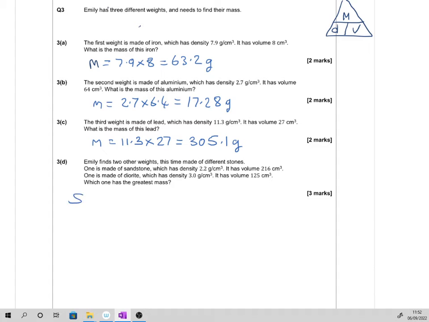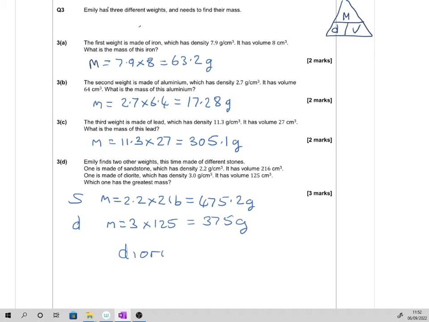Okay, so we'll do the sandstone first. The mass, remember, is just the density, 2.2, times the volume. So 2.2 times 216 is 475.2 grams, because it's grams there. And the diorite, the mass of that one is 3 times 125, which is 375 grams. Which has the greatest mass? The diorite.